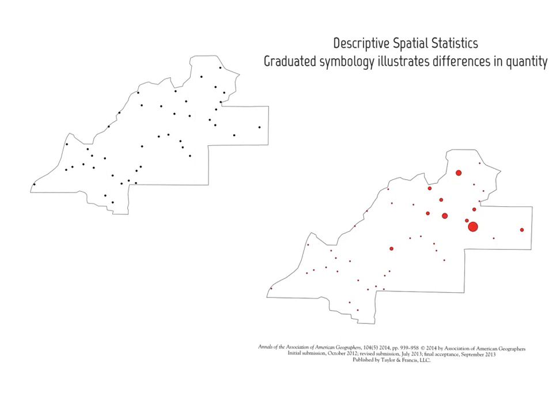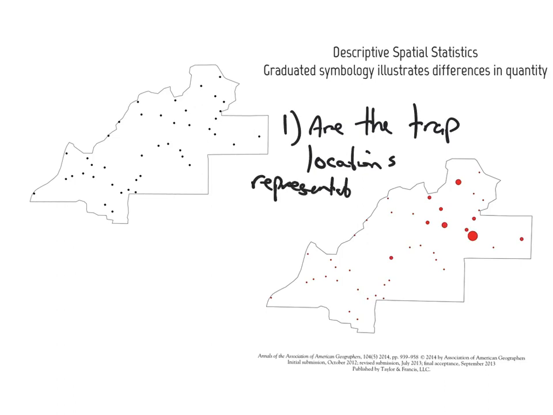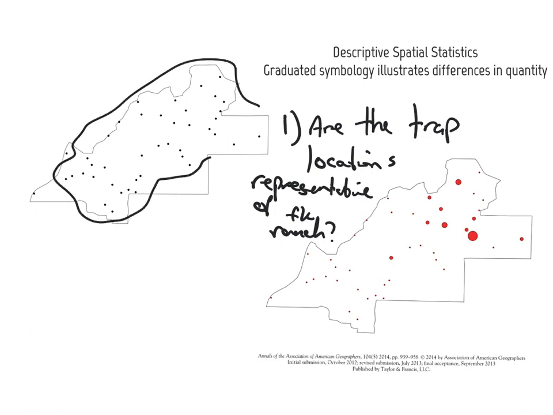In this tutorial, we're going to use the calculation of the spatial mean, standard deviational ellipses, and the standard distance to ask two questions. The first question is focused on, are the trap locations representative of the ranch? So we want to ask questions about the point distribution itself, or questions about the XY locations of trap sites.